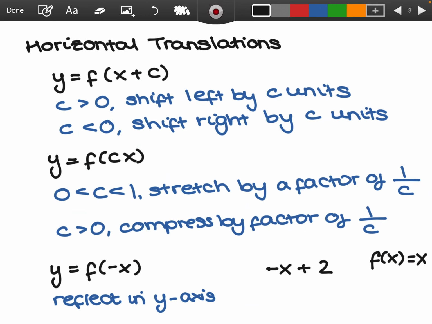So if c is greater than 0, you shift it to the left. If c is less than 0, you shift it to the right. So it's the opposite way to what you think. Same goes with stretching and compressing.